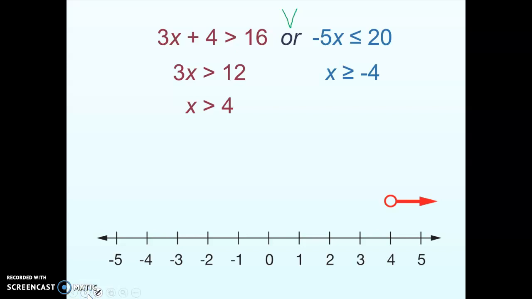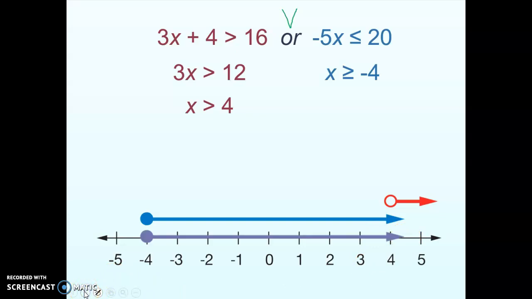Graphing the red inequality, we get x is greater than 4 looks like this. And graphing the blue inequality, we get x is greater than or equal to negative 4. So which numbers will work, which numbers on our number line will be solutions for one or the other, and maybe both. In this case, anything greater than or equal to negative 4 will work for one or the other. It does not have to work for both, it just has to work for one or the other. So negative 4, negative 3, negative 2, 0, 1, 2, and 3, those will all work for this one.